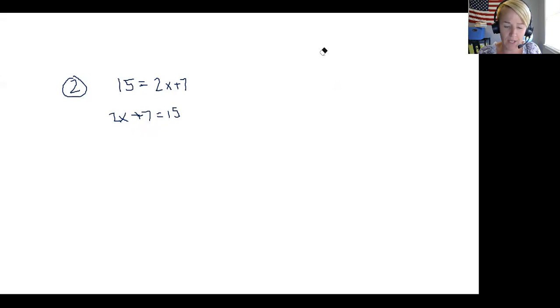There's an example like this. 2.3b. It's kind of like this one. I want to get this 7 out of my way. So I know that the opposite of plus 7 is minus 7, and I also know what I do to one side, I must do to the other.